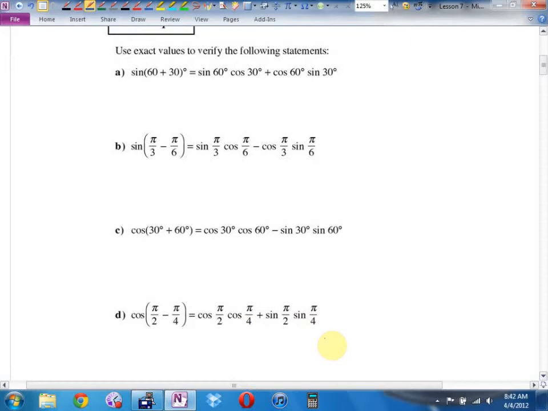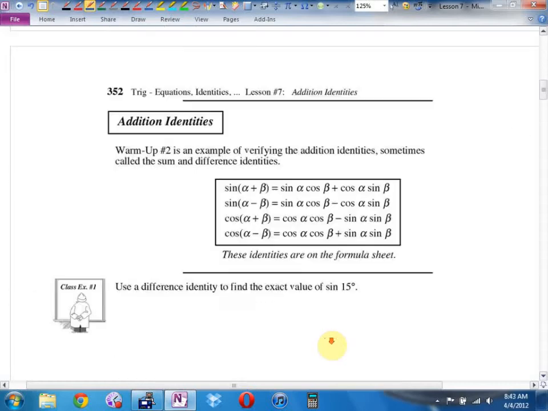We write them generically as follows on your formula sheet right here. These are what we call the sum and difference identities. These are the addition identities. And see if you can spot where they are on your formula sheet. I think they're about, what, 1/4 of the way down? Yeah? See them all there? We use alpha for the first angle. We use beta for the second angle.